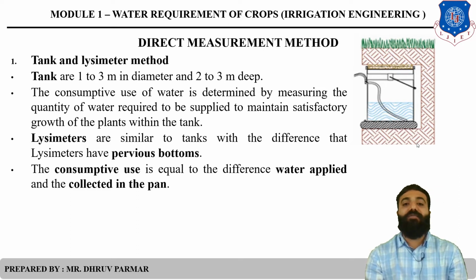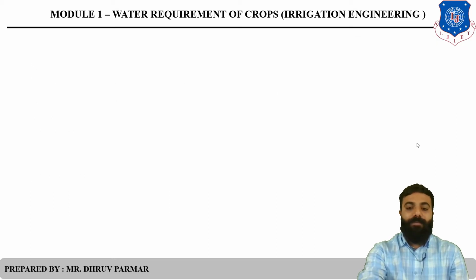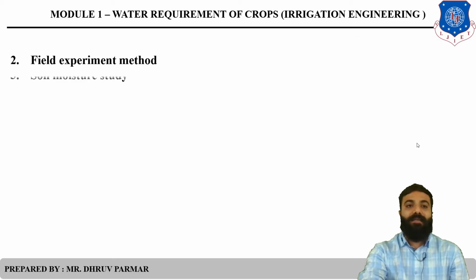So the consumptive use equals the difference between the water applied and the water collected in the pan. So 50 minus 30 is equal to 20. So the 20 liters is the consumptive use, otherwise expressed as 20 centimeter depth. In consumptive use, the amount of water we supply can be measured in depth. I gave one example for understanding. This is the tank and lysimeter method.